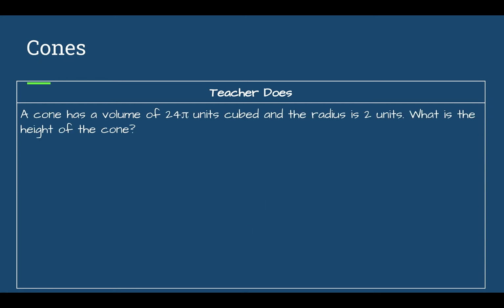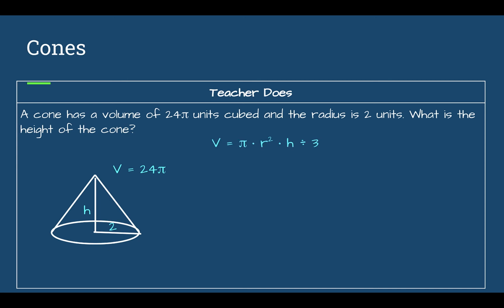Our next example is a cone. So a cone has a volume of 24 pi units cubed, and the radius is 2 units. What is the height? So here's our cone. We know the volume is 24 pi, and we know the radius is 2. We want to figure out what the height is. So just like before, we're going to use the formula, but this time for a cone, and we're going to plug in the values that we know. So we know that V is equal to 24 pi, and R is equal to 2. So I'm going to plug in those two values. Then I'm going to work through and solve for H.